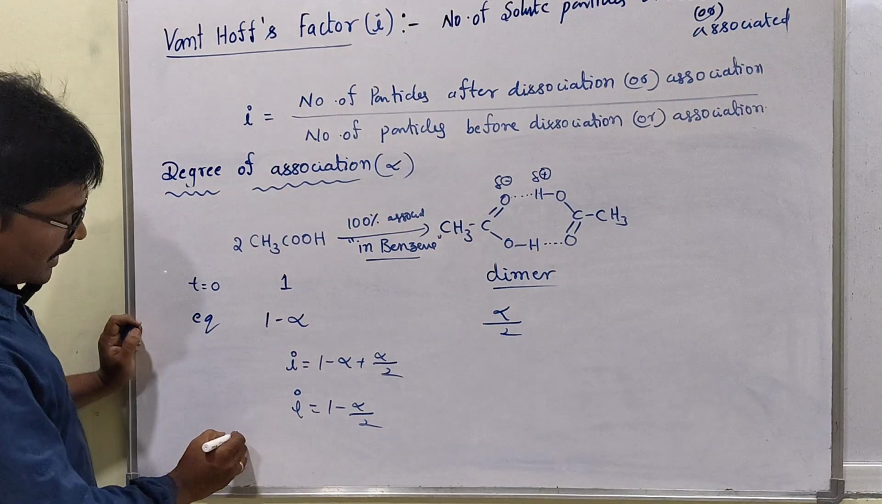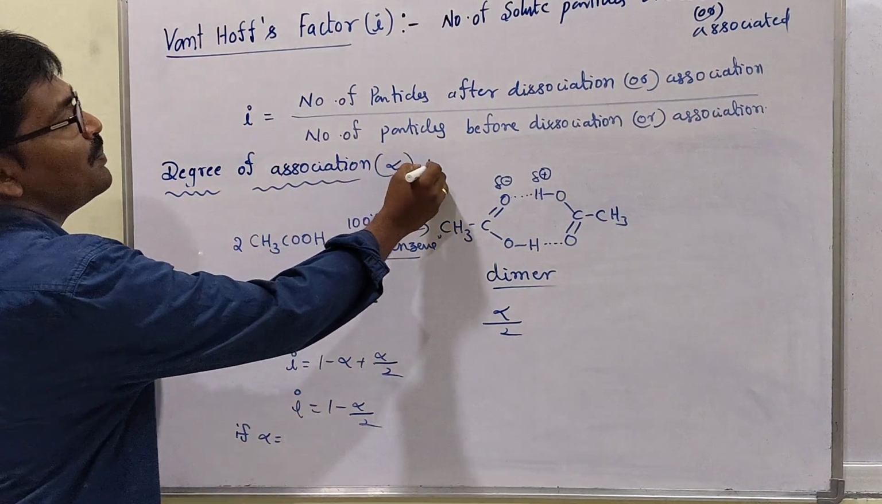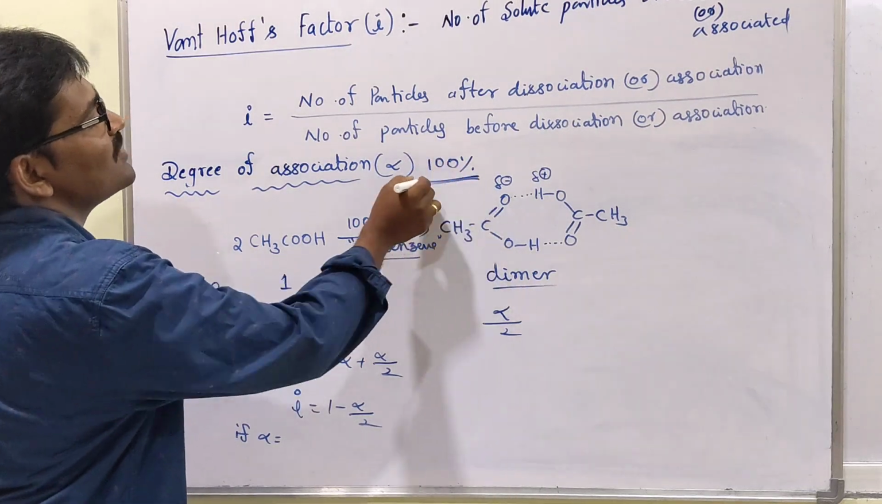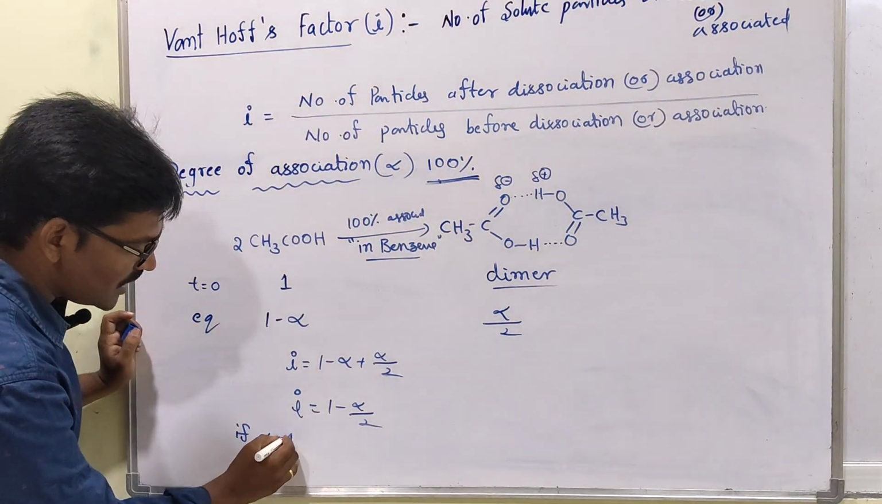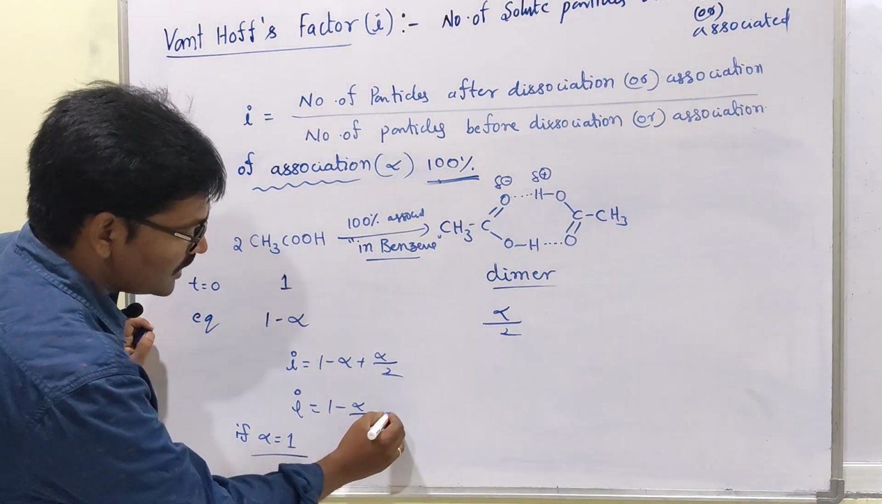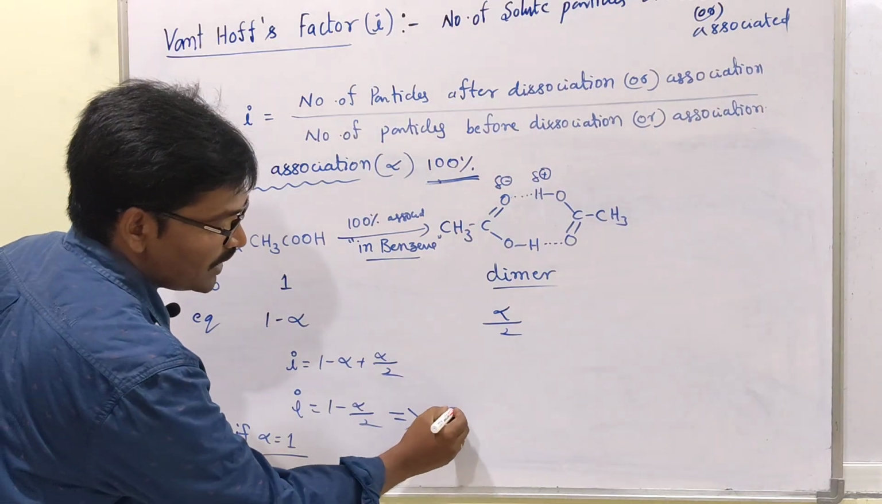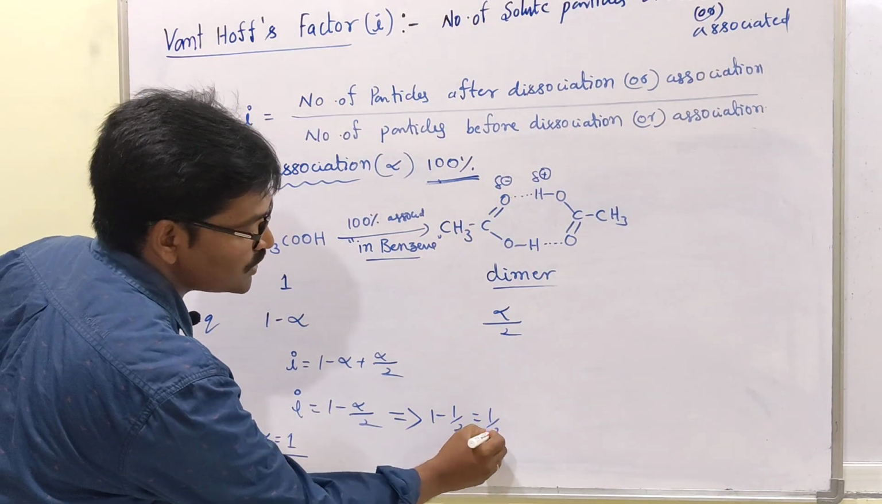In case 100% association takes place, what will the alpha value be? It will be 1. So that's what I told. Sir, when alpha is substituted as 1, 1 minus 1 by 2, then you get 1 by 2.